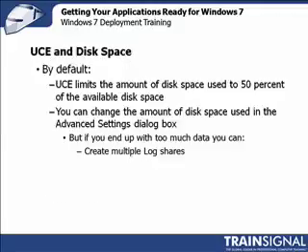This means you're going to have to address UCE and disk space. Now, by default, UCE limits the amount of disk space used to 50% of the available disk space. You can change this amount of disk space used from the Advanced Settings dialog box, which I'll show you in just a minute. But if you end up with way too much data, you can create multiple log folders and shares on different servers.